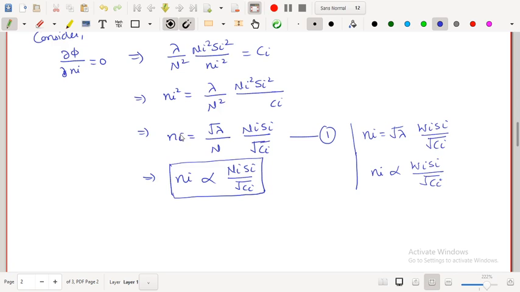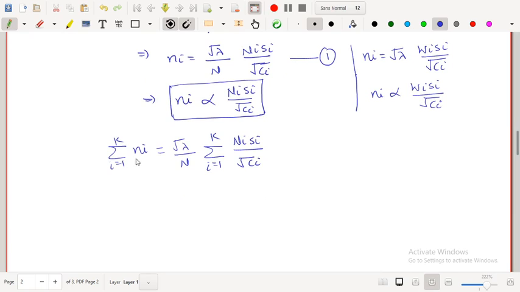So in equation number 1, take summation i running from 1 to k on both sides. This will be summation i running from 1 to k ni. If we take summation here, then root lambda upon n is constant, and the summation is applied to NiSi upon root of Ci. Now we know summation ni is n. So this will be n into root lambda upon n, summation i running from 1 to k NiSi upon root of Ci.